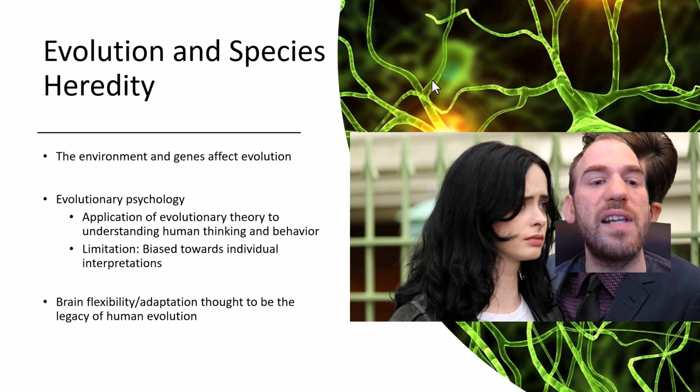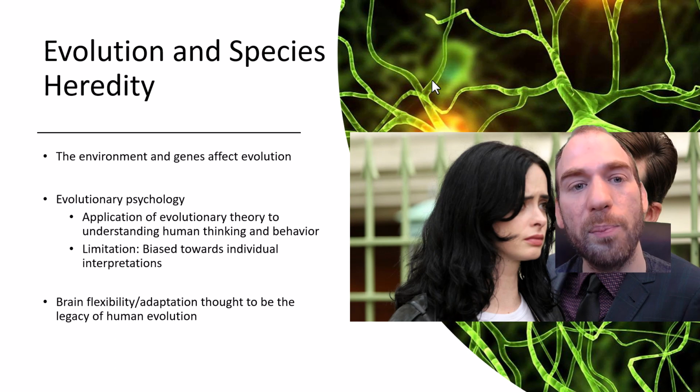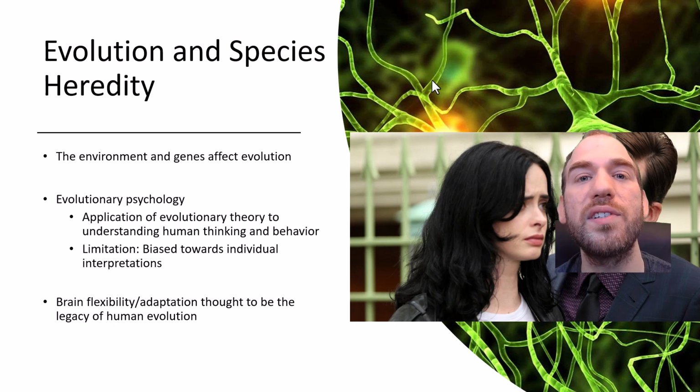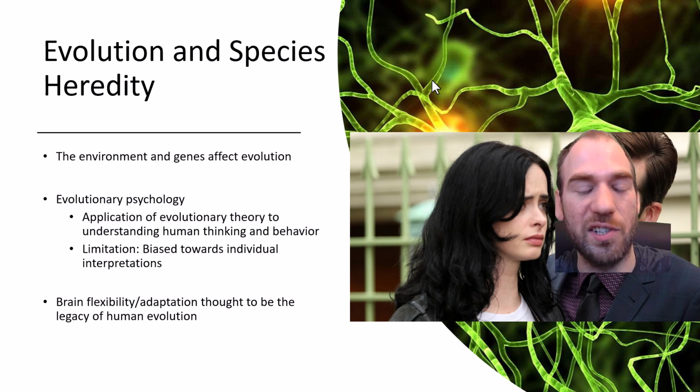Evolutionary psychology is the application of evolutionary theory to understanding human thinking and behavior limitations. Bias towards individual interpretations, brain flexibility and adaptation is thought to be the legacy of human evolution. So we have this field of evolutionary psychology that tries to look at the world around us and understand it in terms of evolutionary theory, which, I mean, exists, obviously. So that is useful, but it's also very difficult to say whether the individual developmental outcome you're looking at is rooted in some biological process that occurred 100,000 years ago, something along those lines.